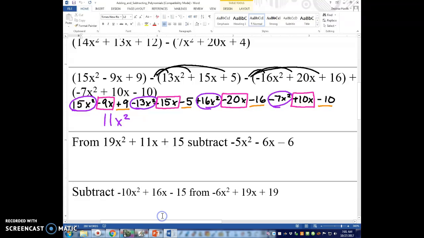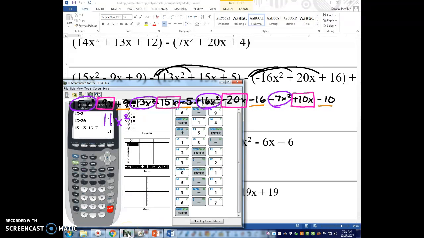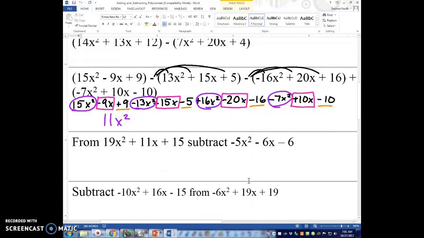All right, now let's go on to the x's. So we have this negative 9 minus 15 minus 20 plus 10. Negative 34. Negative 34x.